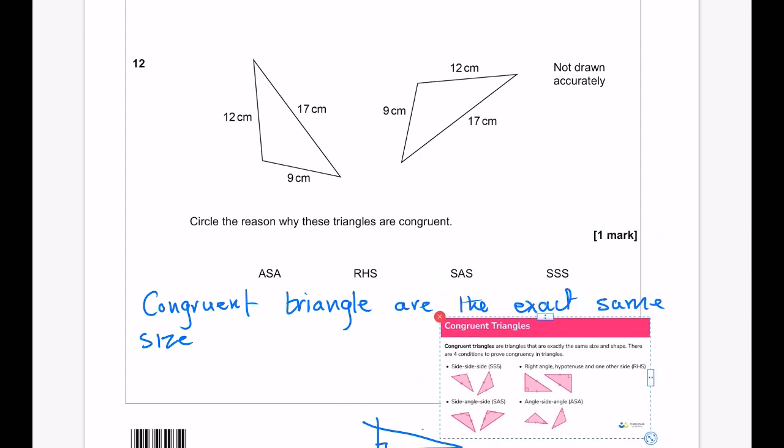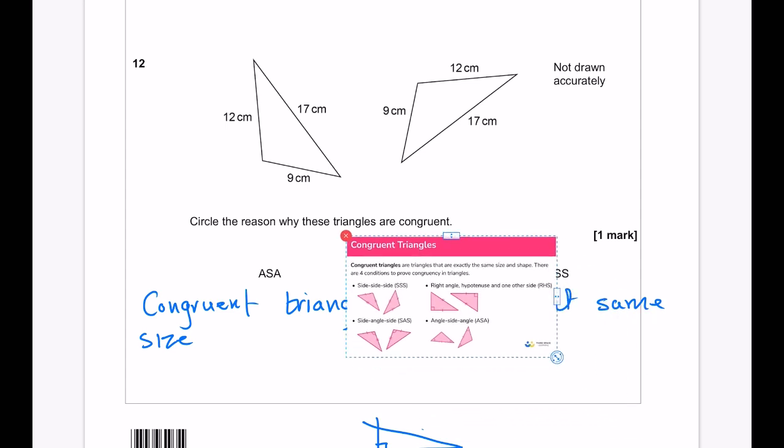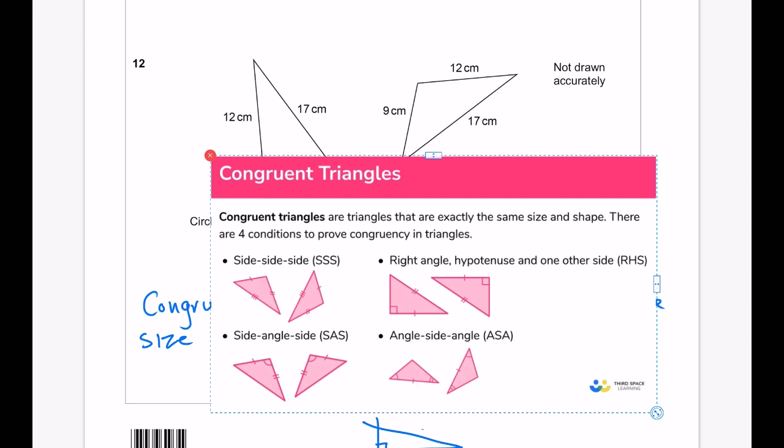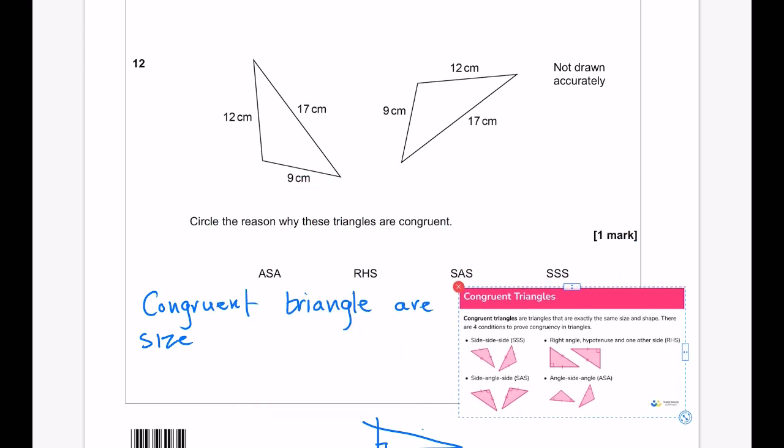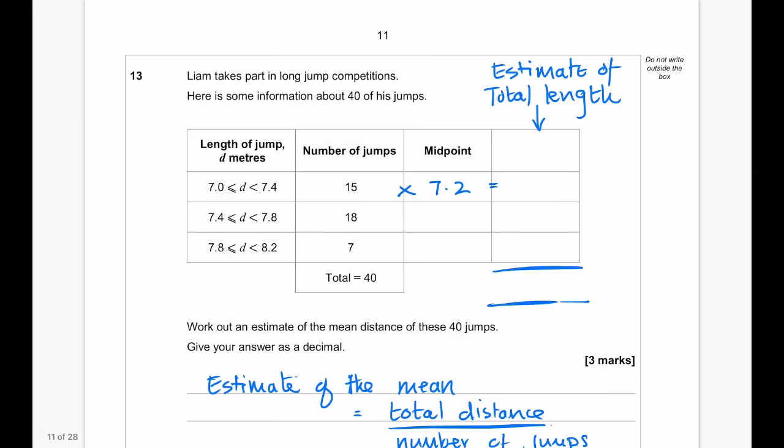Okay, so if you look, there are different types here. There's ASA, RHS, SAS. So you can revise those. You can see them all there, so you can pause that and revise that. In this question, you're just going to see which one fits. So on here, you can see there are no angles, so that makes it very straightforward which one you're going to choose.